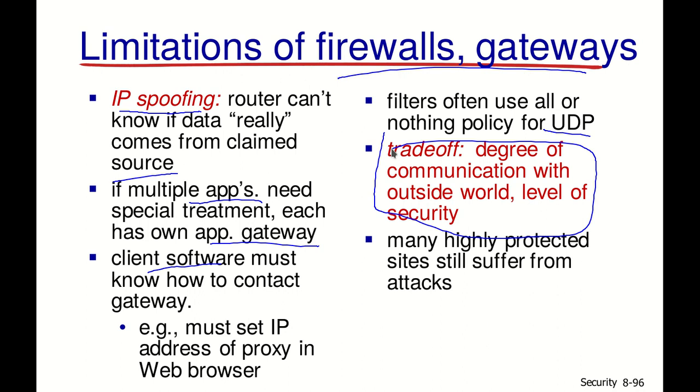So the trade-off is between the degree of communication with the outside world and the level of security. If we want a high level of security, of course we have to limit the degree of communication with the outside network. But if you want to be more flexible with the communication with the outside network, then we have to reduce the level of security. That is why some sites still suffer from attacks, if you're only relying on firewalls.